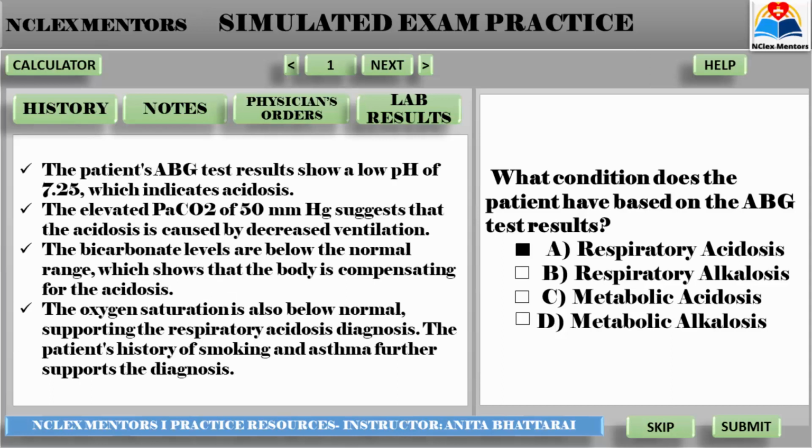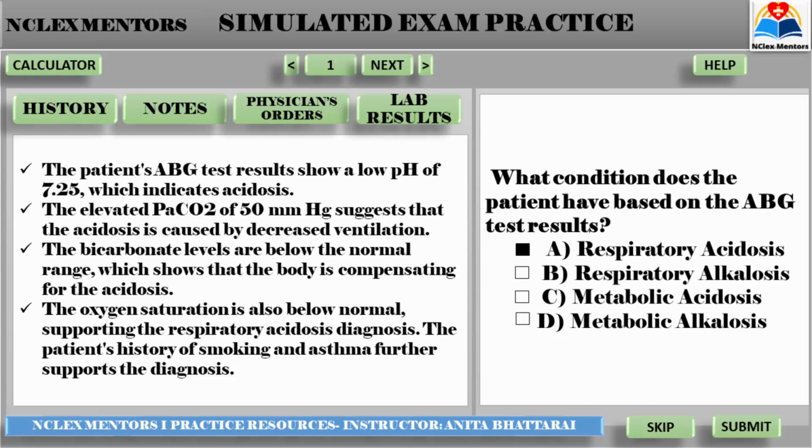Answer is A. Respiratory acidosis. The patient's ABG test results show a low pH of 7.25, which indicates acidosis. The elevated PaCO2 of 50 suggests that the acidosis is caused by decreased ventilation.